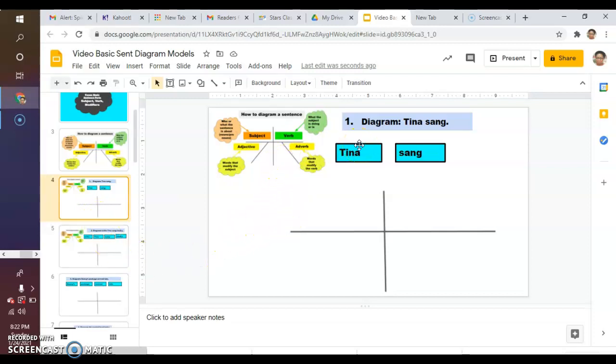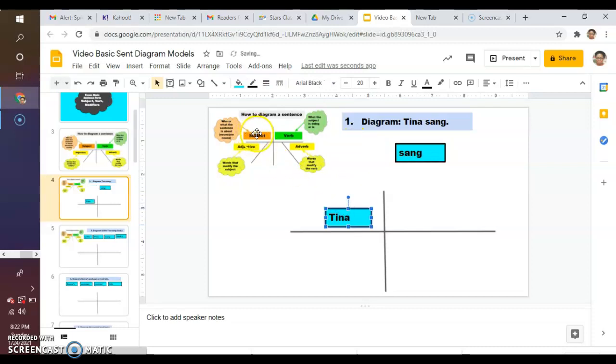So who or what is the sentence about? The sentence is about Tina, so that's the subject. We're going to put Tina here because the subject always goes to the left of the diagram. What did Tina do? She sang, so that's the verb. So we'll put the verb here. Why? Because that's where the verb goes. It always goes to the right of the diagram. So that's the basic diagram.